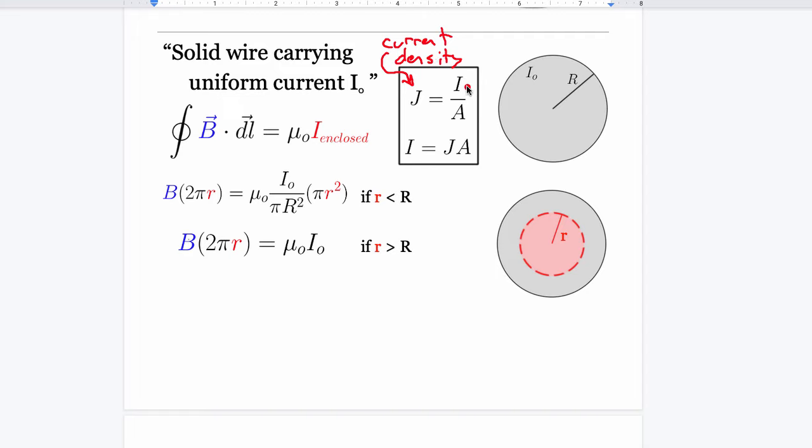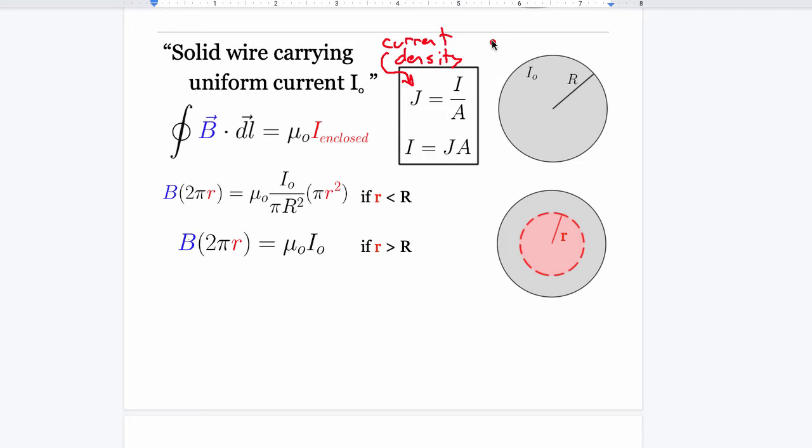You might think it's the current per volume, but it's not. Current pierces an area, so it's really the current per area. So however much current passes through some cross-sectional area tells you what your current density is. Let's just say we had a solid wire with a uniform current passing through it and a uniform current density. So same current everywhere within here. It's not like there's more current per area here than there is over here, but it's the same amount of amps per meter squared.